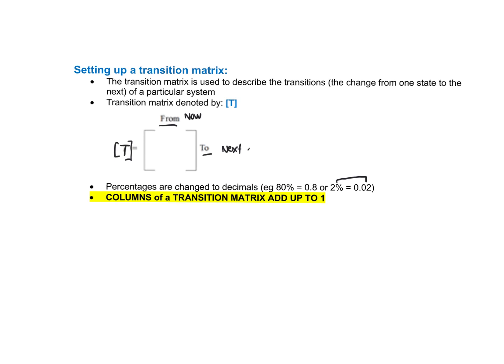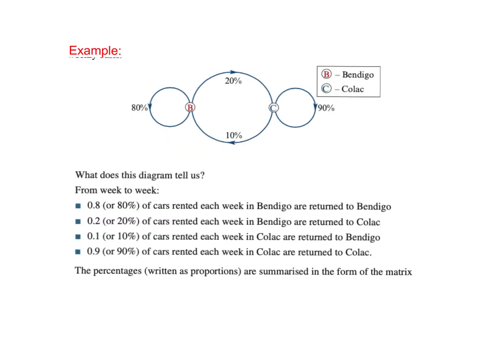If we looked at the transition matrix they did before, we said the columns had to add up to 1. That was rain and that was dry, and you can see that added up to 1. And then the other ones were 0.5 and 0.5, and that added up to 1 as well. So let's have a look at this one.